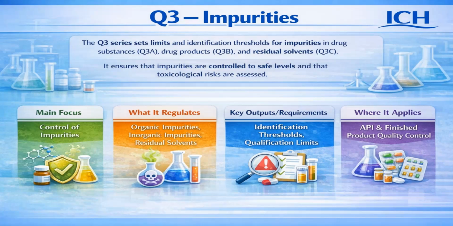Main focus: control of impurities. What it regulates: organic impurities, inorganic impurities, residual solvents. Key outputs/requirements: identification thresholds, qualification limits. Where it applies: API and finished product quality control.